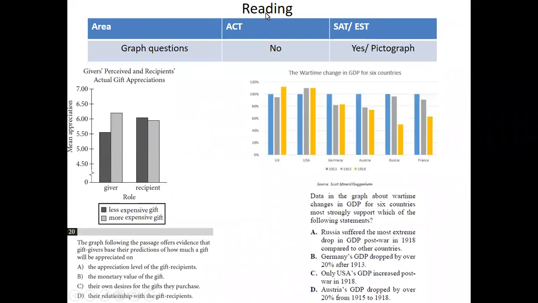On the reading section for the ACT, you will not find graph questions. No graph questions on the ACT. For the SAT, you will find graph questions, and for the EST, you will find graph questions. Usually they're pictographs, but the ACT has another section added at the end of the exam called the science section, and that section will have scientific passages with graph questions.